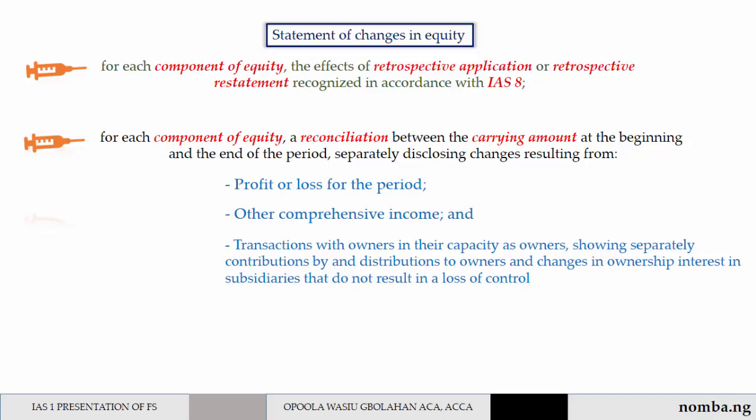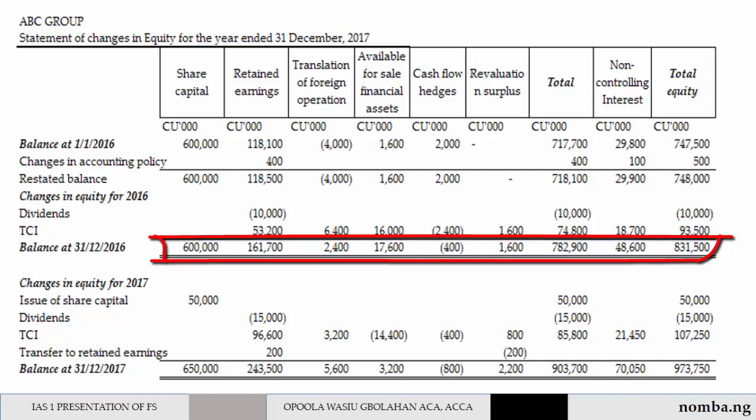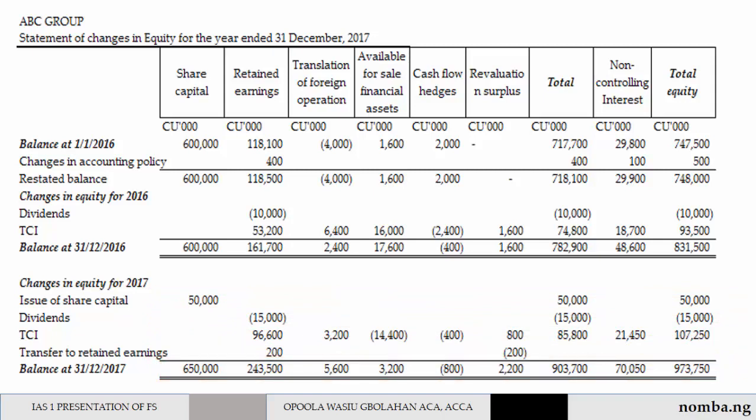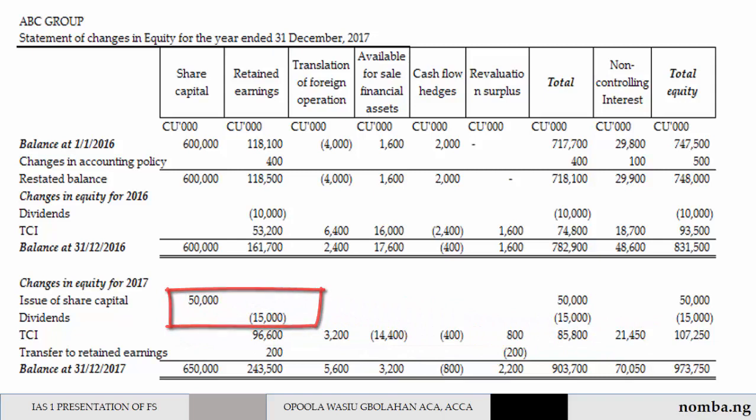However, what I want you to understand here is that this statement of changes in equity is basically explaining the reason for differences between this component of equity at the beginning and their value at the end. We want to reconcile it. Let's know the reason for differences, showing separately profit or loss, other comprehensive income, and the transaction with owners in their capacity as owners, which are basically changes in equity.